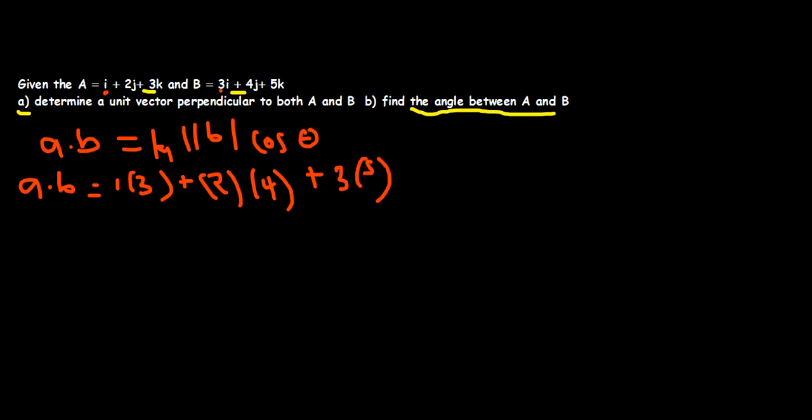So what are we going to get here as our dot product? We are going to get 3 plus 8, and then plus 15. So what are we going to get when we add that? It will be 11 plus 15. So 11 plus 15, we are simply going to get 26. So the dot product there will just be 26.